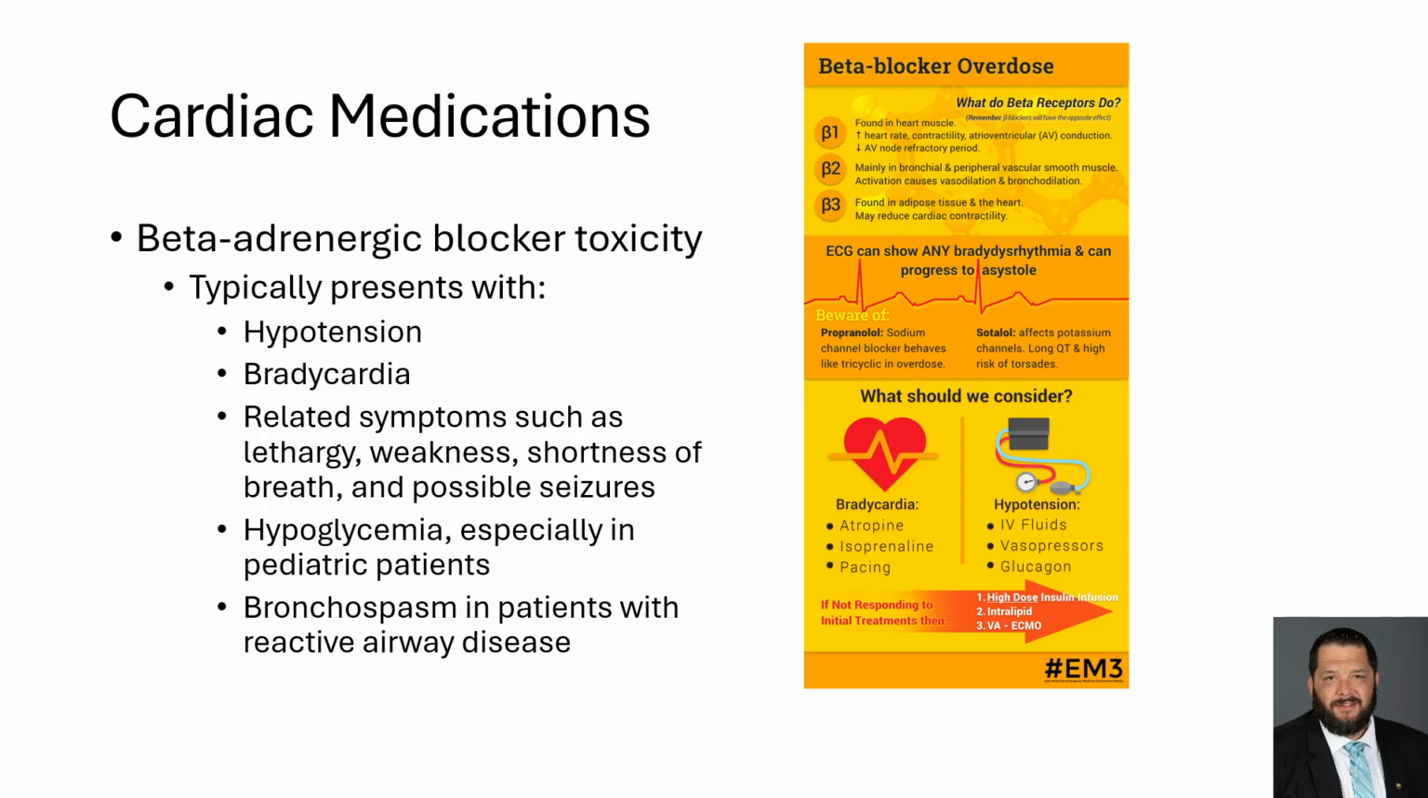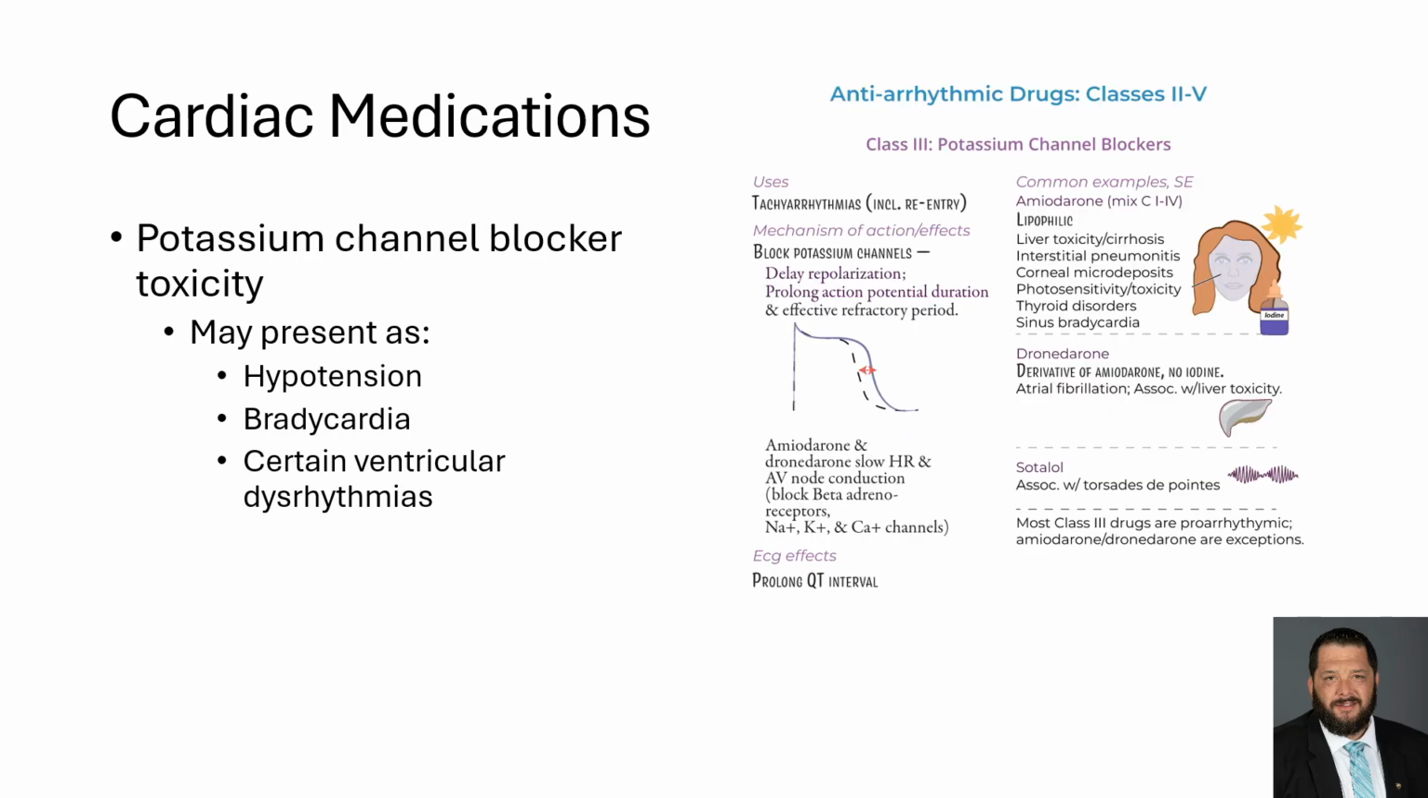For treatment for beta blocker toxicity, one of the things that we'll be looking for is the potential to administer glucagon, as well as rate-supporting and antidysrhythmic medications. And so we may consider things like atropine for bradycardia and hypotension and vasopressors, along with the glucagon for hypotension in these patients.